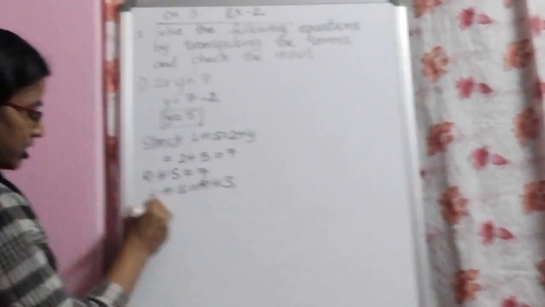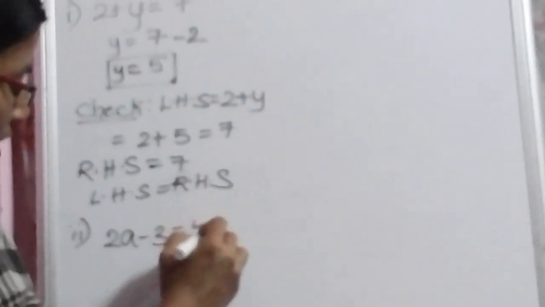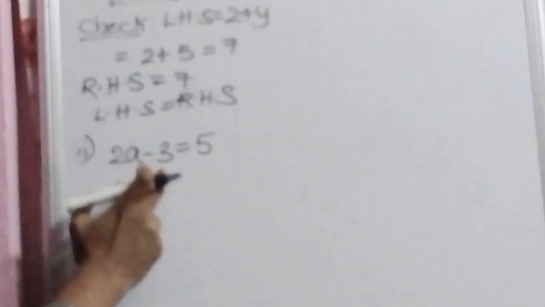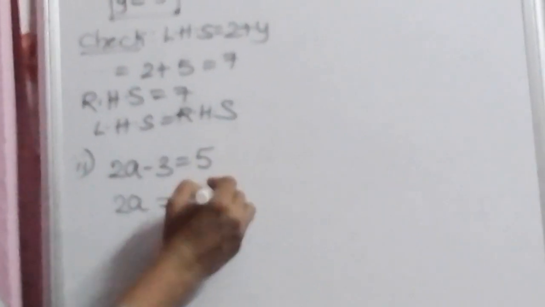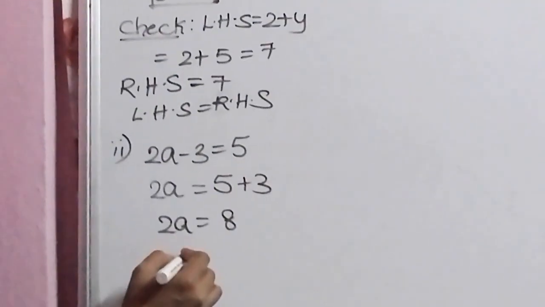Now let us write the second one. It is 2a minus 3 is equal to 5. Now 2a I am going to write as it is. This minus 3, when it goes to the other side, minus will become plus. This minus is going that side, so it became plus, and 3. 5 plus 3. So 2a is equal to 5 plus 3, which is 8.